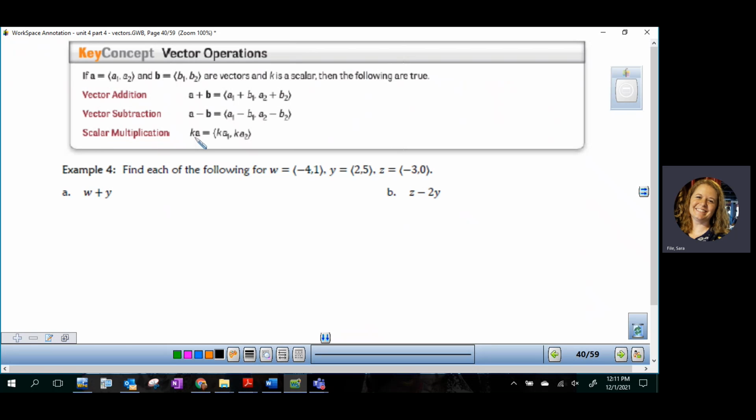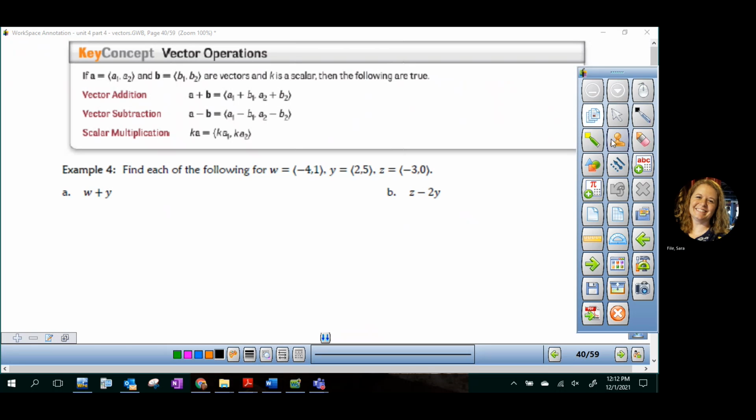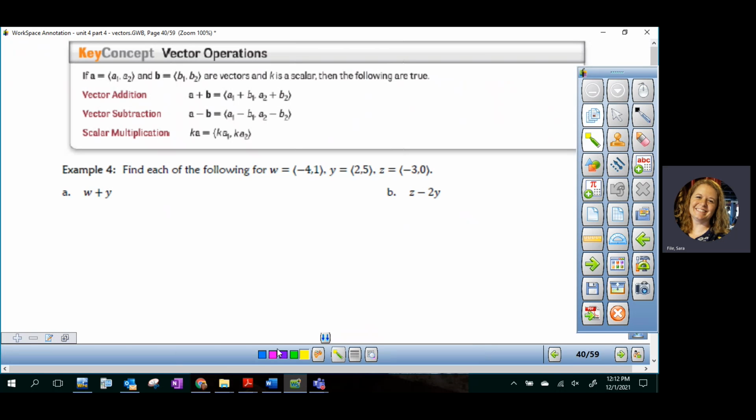If you're multiplying a vector by a scalar, A and B are vectors and K is a scalar. A scalar times a vector, that scalar gets multiplied by both components. You do K times the horizontal component and K times the vertical component. You can think of it as distributing the scalar to both components.